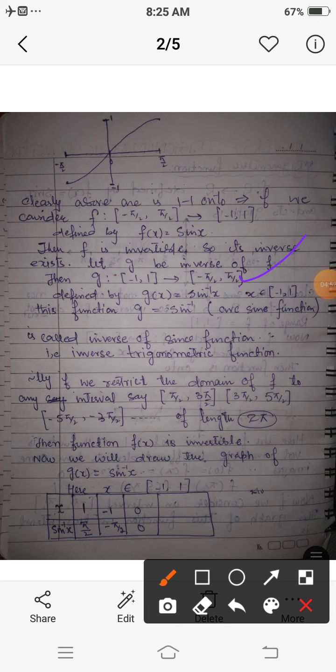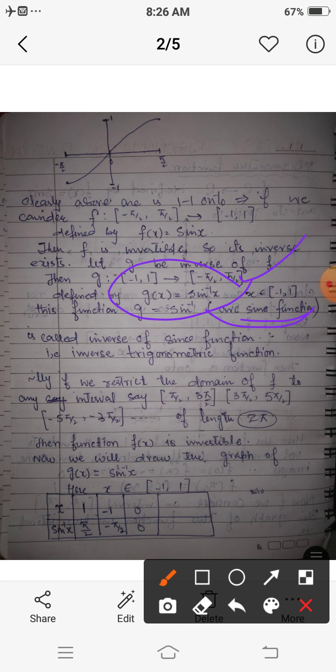This function g equals sine inverse is called the inverse of the sine function, or inverse of sine. We simply call this the arcsine function. This is called the inverse of the sine function, or inverse trigonometric function, or inverse sine trigonometric function.